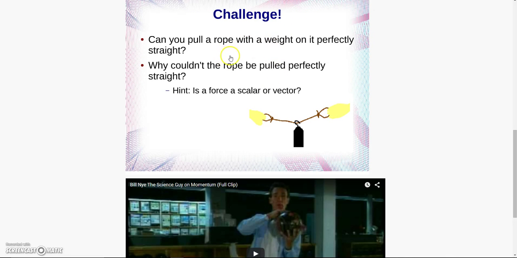Then we do a little fun demonstration, where I challenge a student to pull a rope perfectly tight with a weight on the end. They quickly will find out that it's impossible, and I ask them why. Why can't it be pulled perfectly straight? And I give them a little hint here: is force a scalar or a vector?